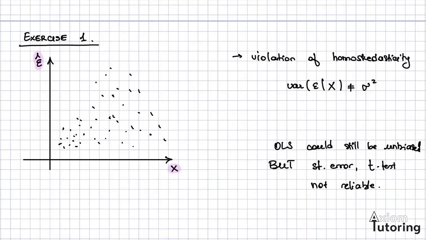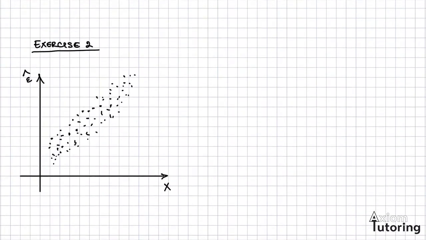Let's move to the second graph for this video. We still have another graph of the relationship between x and the residual. However, we don't see the funnel shape we saw in the previous exercise, so something else is going on in here. In fact, this is a clear graph of when one of the most important assumptions that we've gone through gets violated, and that is the zero conditional mean.